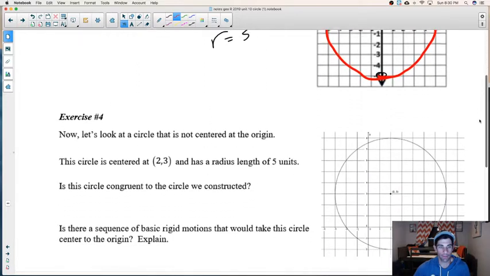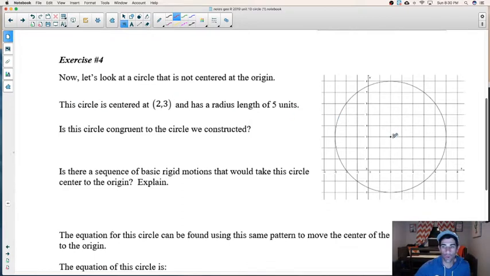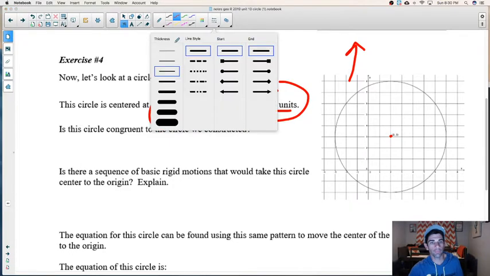So now, let's look at a circle that is not centered at the origin. Here we have a circle that's drawn, and right there, that's the center, and that's at (2, 3) and has a length of 5 units. So from here to here is 5, so it's moving at a radius of 5. Is this circle congruent to the circle we constructed, the one we drew up above that also had a radius of 5? And we said, oh, yes, it is.